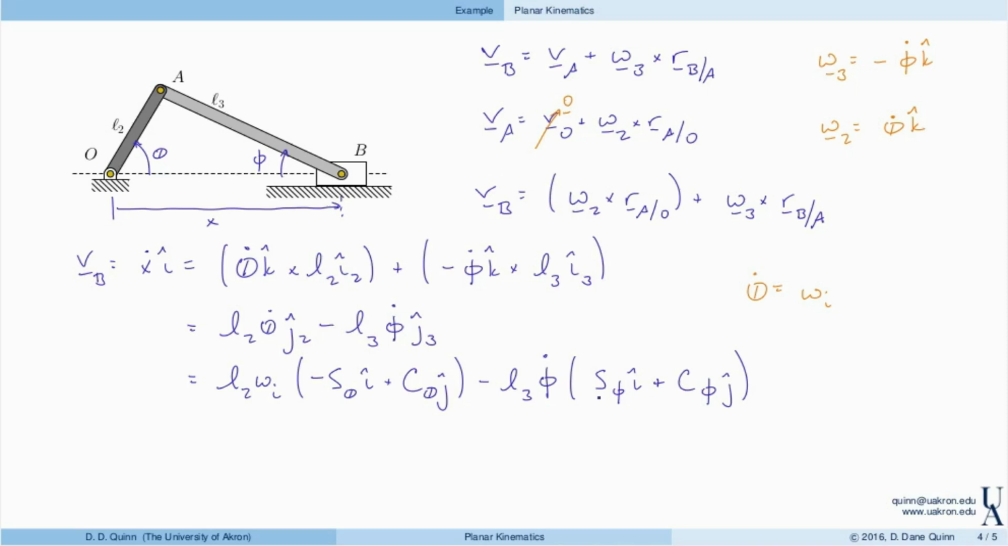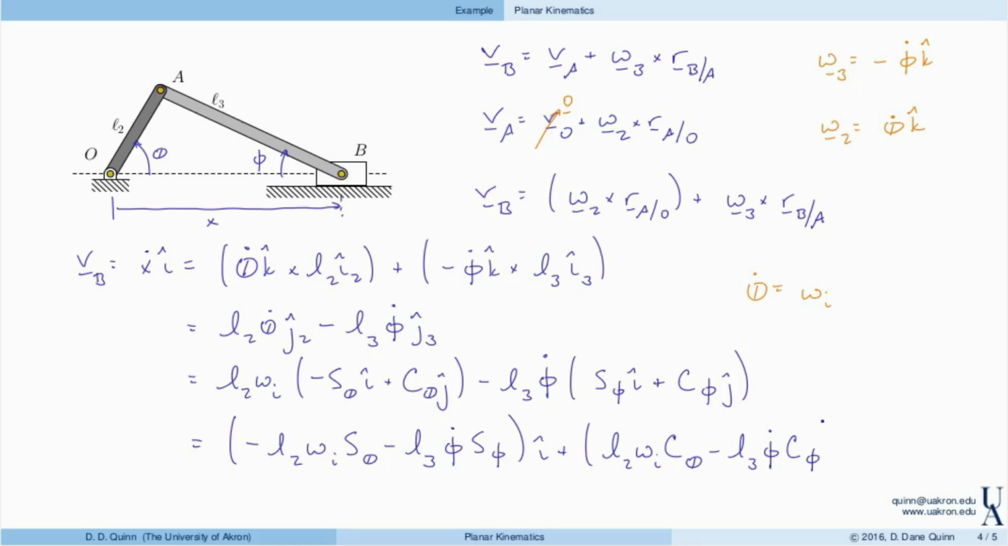So I don't have to necessarily plug that expression in for sine and cosine. I'll just leave them like this for now. So collecting terms in the I and J directions, we have minus L2 omega I sine theta minus L3 phi dot sine of phi in the I direction, and then in the J direction I have L2 omega I, that's the input angular velocity, and finally L3 phi dot cosine of phi in the J direction.